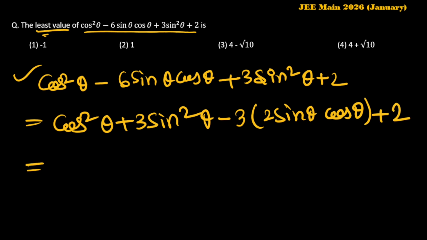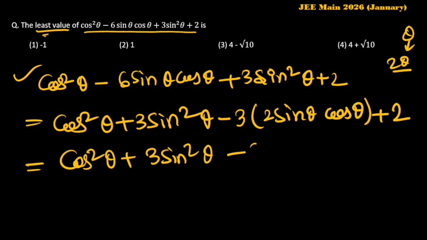So we want to write every term in terms of 2 theta. Here sine and cos are multiplied, or here cos and sine are individual. So we want to move everything to 2 theta. So write cos square theta plus 3 sin square theta minus 3, that is 2 sin theta cos theta, that means sin 2 theta, plus 2.